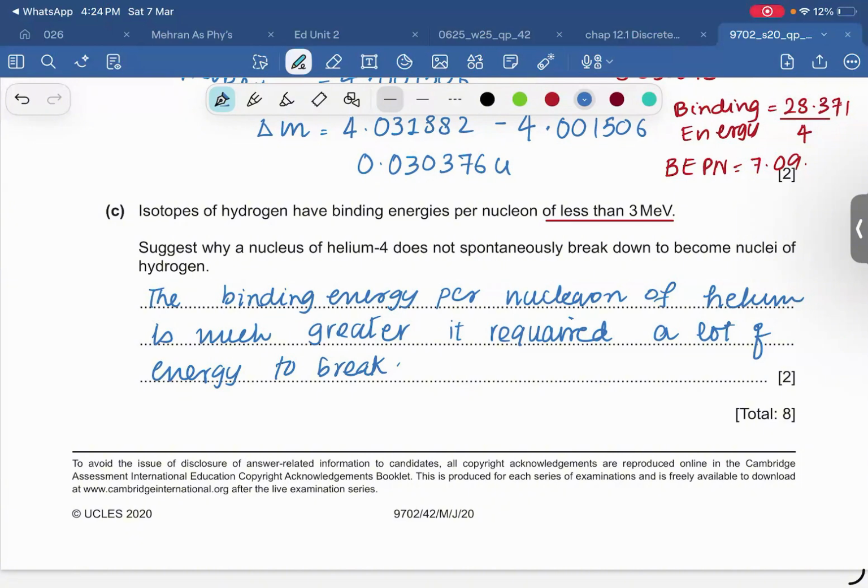Now, which paper did you do yesterday? 41, right? Let me just check and tell you. It was June 2019, 42. Okay, fine. So now you have to do June 2020, 41. This is the homework, and kindly mention it in the group, please.